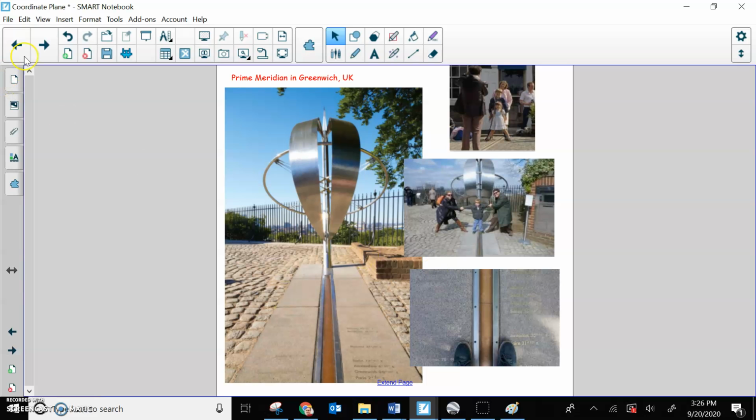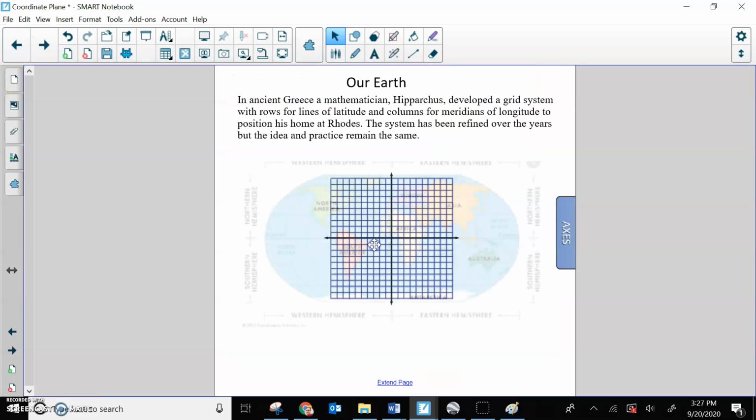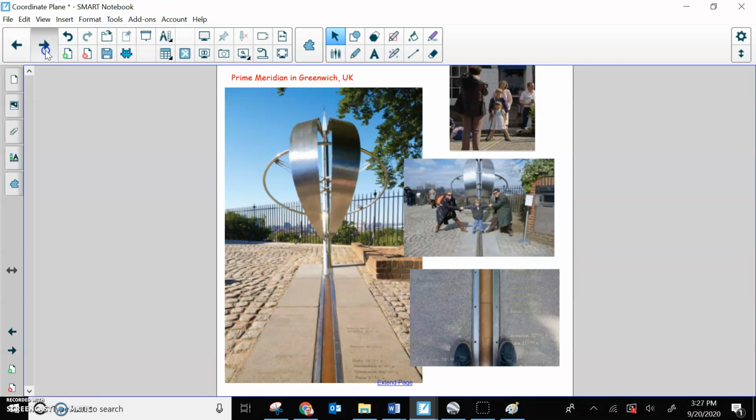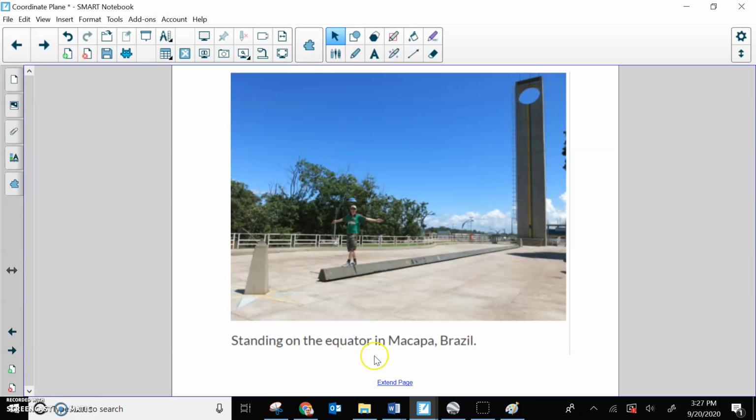Well, what about the equator? You can see also the equator here. You can see that's mostly over water, but you do study South America in your social studies class in 6th grade here, and in particular Brazil. So if you're traveling to Brazil, you can go to Macapa, Brazil, and they also have a special place you can go to right there. There's the equator line. You can stand right on the equator and get your picture taken.